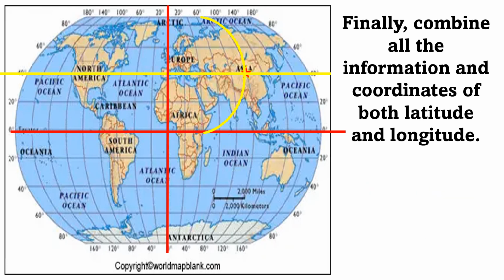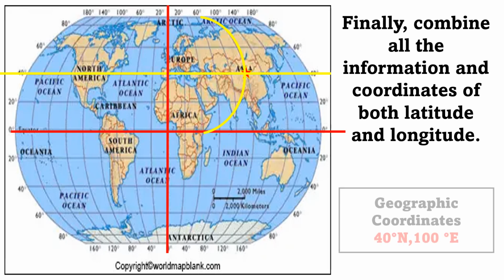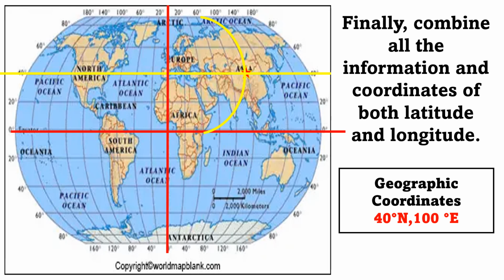Already identified the degree measures of latitude and longitude. Finally, we will now combine the coordinates. Remember that in writing the geographic coordinates, we will first write the degree of latitude followed by a comma, then the degree of longitude. And that's it. That is now the exact location of the place we look at.